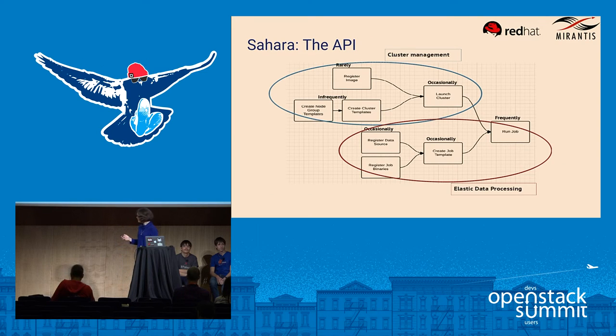So this is an overview of the API. Up there, you can see that first, you want to register an image. And we have a repository for that that we'll be talking about in a little while. So you're going to register an image to your plugin, create a node group template, which is going to provide some basic configuration for each of the services that are going to make up your cluster.